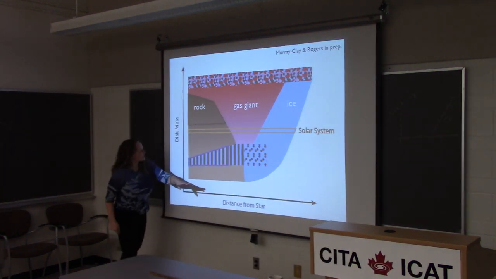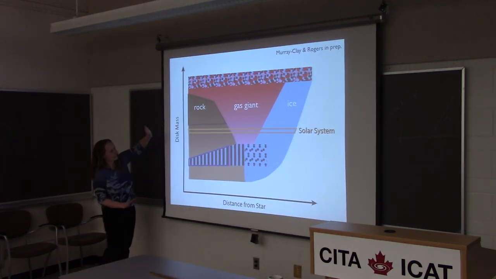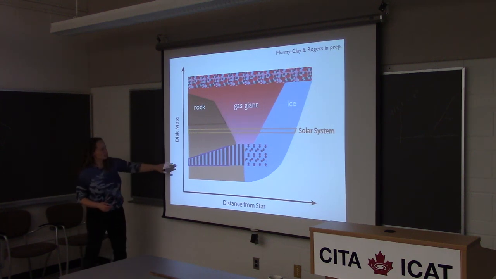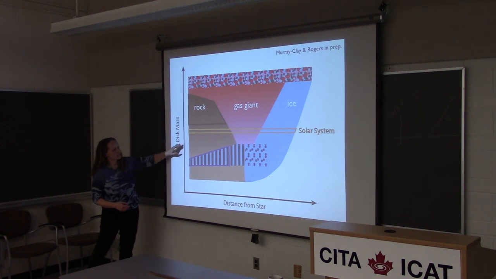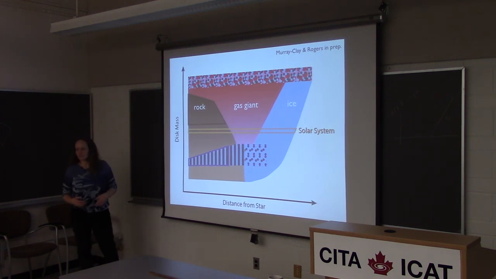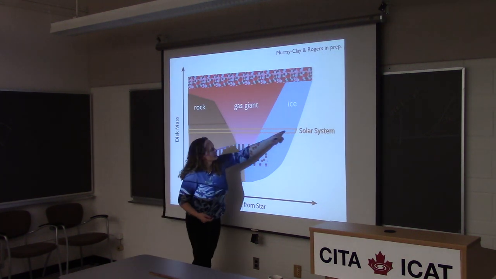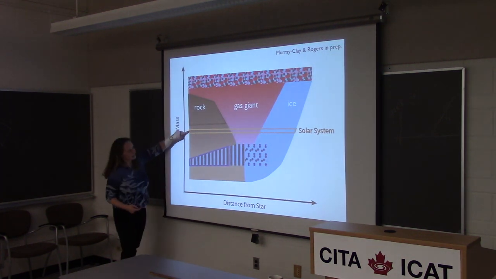Here's distance from the star, disk mass. This is not supposed to be to scale in any way. And this particular plot, though we made others, assumes that type 1 migration doesn't exist. You don't have to assume that. This one does. So on here is the solar system. And we've put this here because it exists.